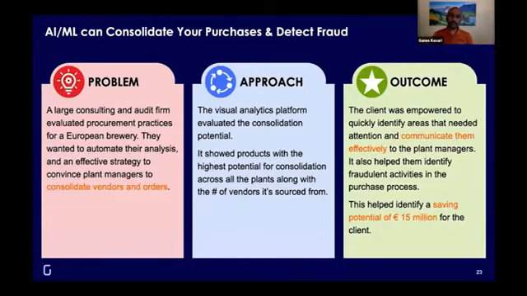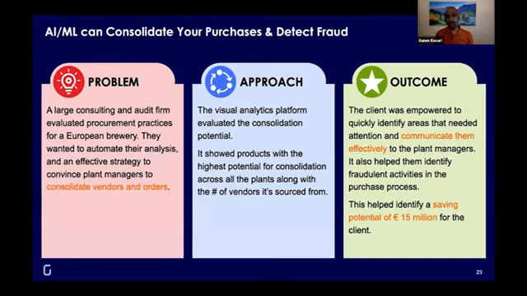So the first example is this. There is a European brewery which wanted to identify their purchase patterns, and they had different plants, and each of these plant managers had a different way of onboarding vendors and placing orders. So there was a lot of variation within the organization.